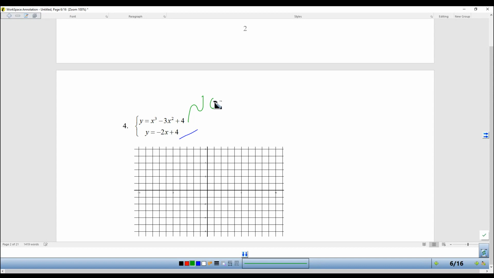It has a y-intercept of 4. Always find that y-intercept. It's so easy. Oh, and this one has a y-intercept of 4. Guess what? We just found one of the points of intersection. Let's graph the line first because it's easy. 0, 4, and then it has a slope of down 2 over 1. So we can graph that.